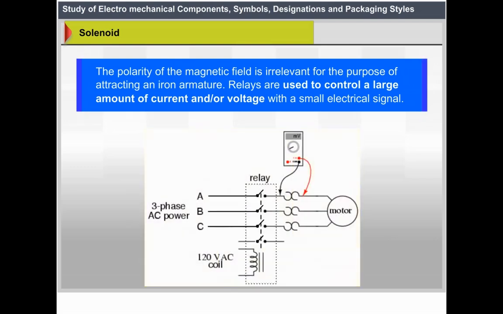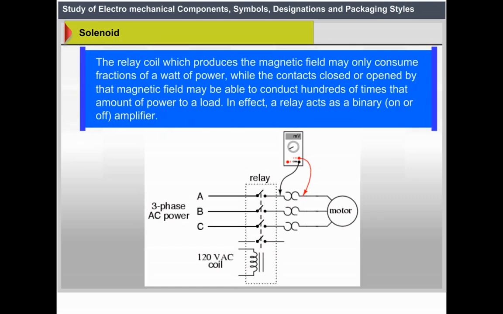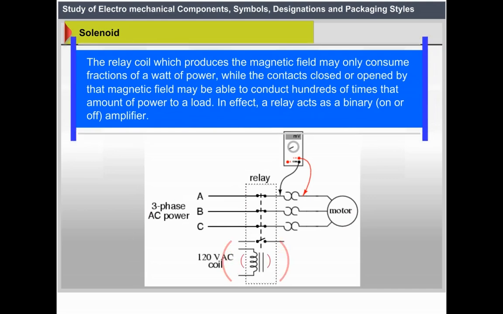Relays are used to control a large amount of current or voltage with a small electrical signal. The relay coil, which produces the magnetic field, may only consume fractions of a watt of power, while the contacts closed or opened by the magnetic field may be able to conduct hundreds of times that amount of power to a load. In effect, a relay acts as a binary on or off amplifier.